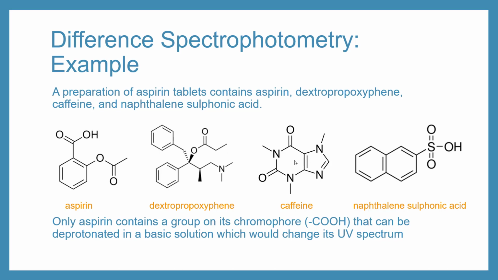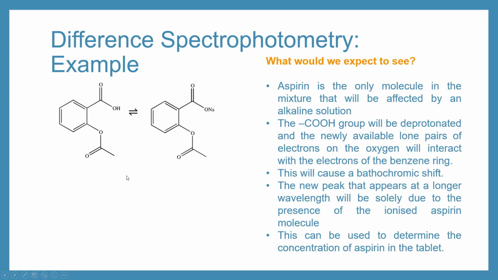What makes it unique? When we look at that structure, aspirin is the only compound that contains this chromophore, which is a carboxylic acid group, that's the COOH group, and this can be manipulated through pH. We can protonate and deprotonate this, and that will change the spectrum. That's really, really useful for us. So we can use that, okay?